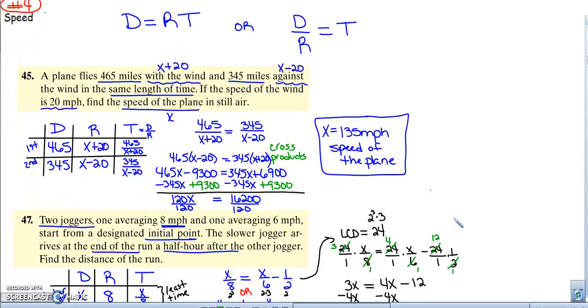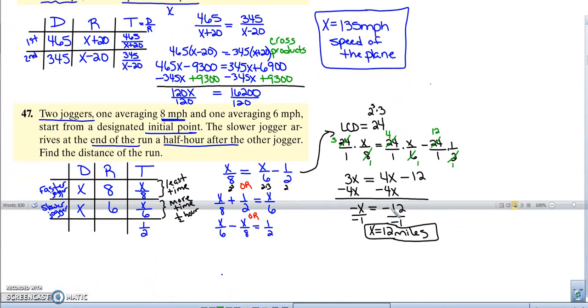If you take a look at this next problem, also involving distance, we have two joggers. One is going 8 miles per hour, one 6 miles per hour. The slower jogger arrives at the end of the run a half hour before the other. Find the distance. Well, they were running a race. They both started at a specific initial point and they're talking about at the end of the run. So the distance is going to be the same.